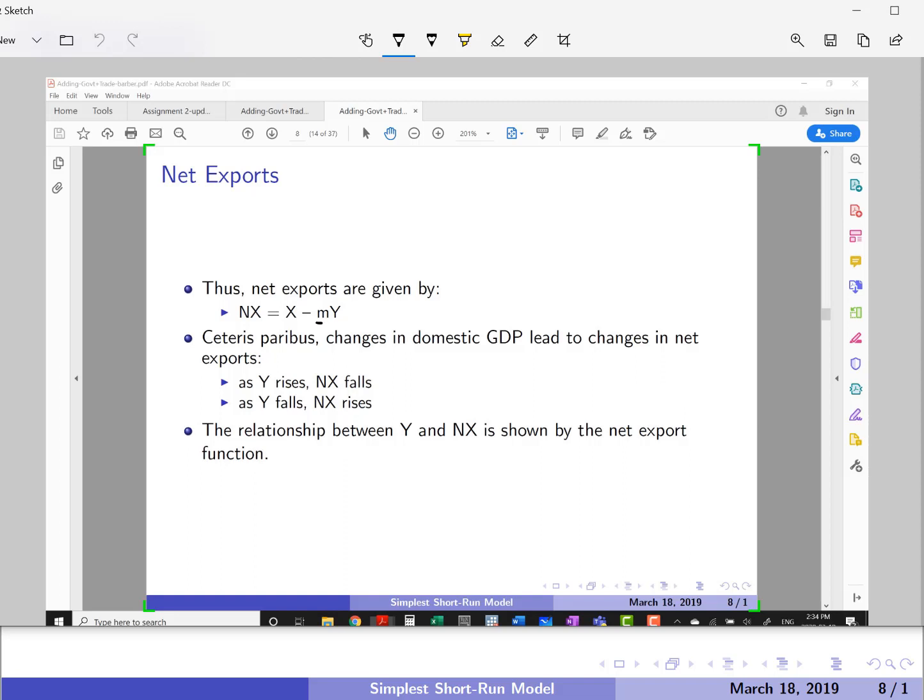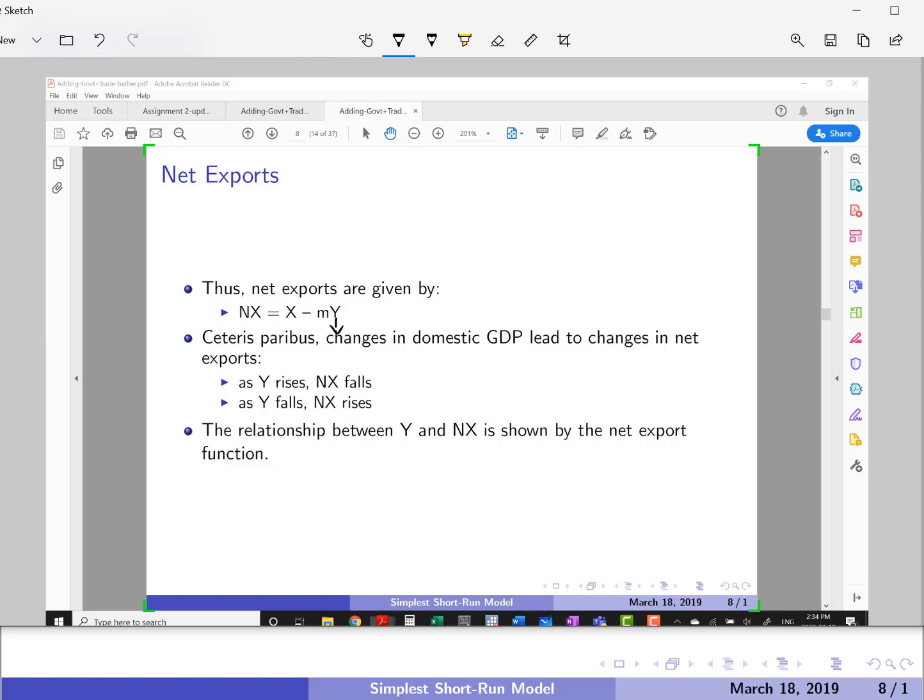Just looking at this function, the second term is where Y comes in, and we're subtracting this second term with Y. That means as Y goes up, net exports is going to go down because the second term is getting bigger. Imports are going up as Y goes up. So as Y rises, net exports fall. On the other hand, if Y goes down, then the second term gets smaller, which means the function as a whole gets larger. So we see this kind of inverse relationship between the two.